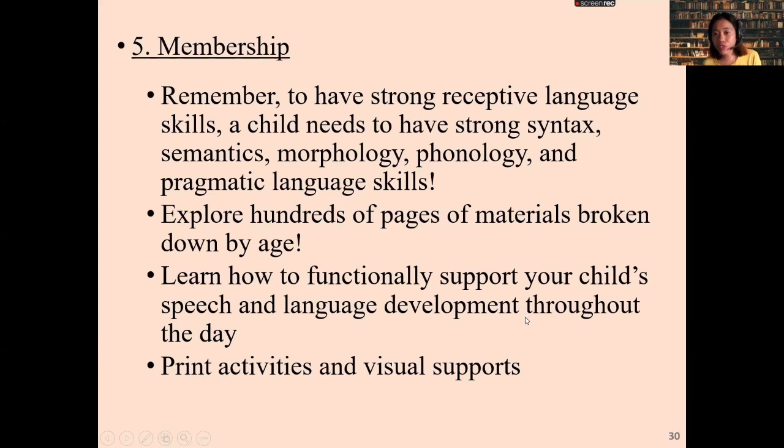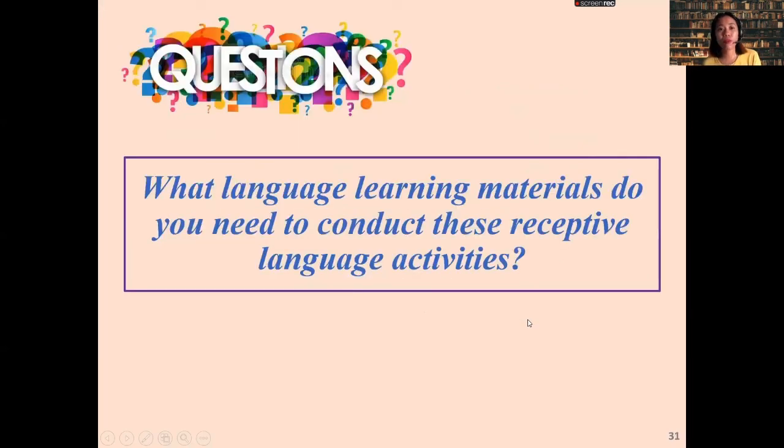Brain activities and visual supports are also very important. Okay, so the question here: what language learning materials do you need to conduct these receptive language activities? That will be the question that I am going to ask, and I will expect you to answer it in our feedbacking. You have to take note of this question, class, because this will be the question you have to answer.